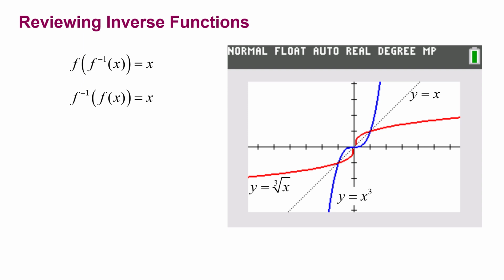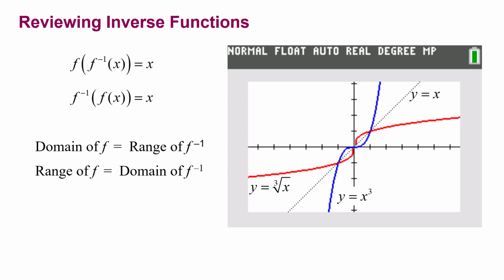Another relationship is that the domain of f is equal to the range of its inverse, and the range of f is equal to the domain of its inverse. Another way to state the relationship between domain and range is by writing that if f at a equals b, then f inverse at b equals a.